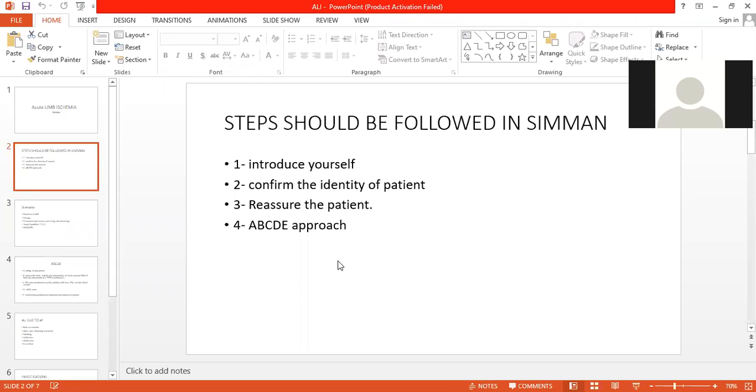After that, you need to reassure or comfort the patient. How can you do that? Along with confirming the identity, you will say, are you John? Yes, yes, doctor. Okay, then you will reassure the patient by saying, John, I'm one of the doctors here, and don't worry, I'm here to see what's going on with you.